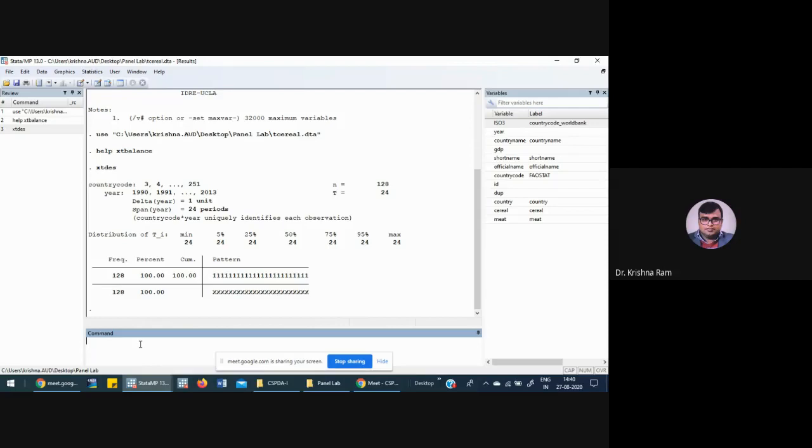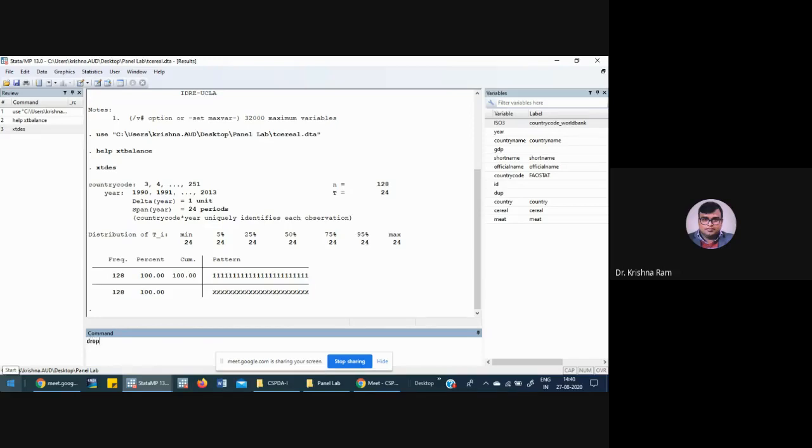If our data set is not a balanced panel data set, then you will get a different kind of pattern in the graph, as you were getting earlier. So now our data set is balanced. So you can work with the data set. Now our data set is in the required format, which is the longitudinal format.